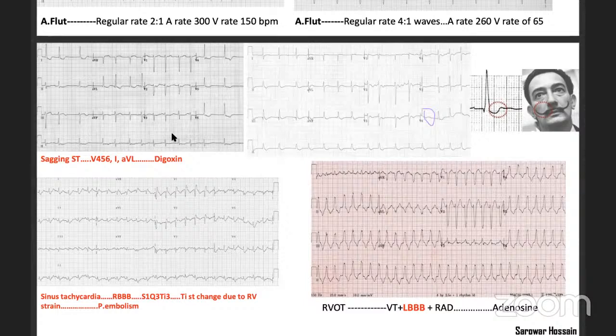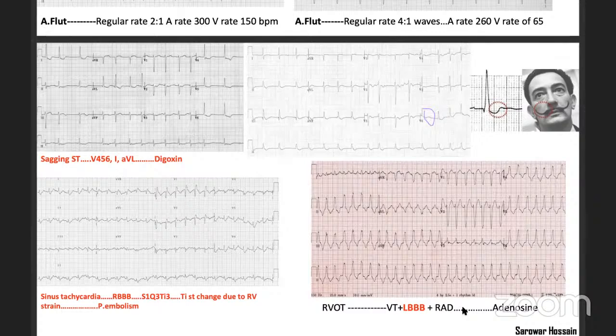Okay. The next one, they mentioned VT, broad complex, right ventricular outflow tract. It doesn't look like a classical VT. They are saying VT with bundle branch block. Then the QRS complex will be wide. It looks more like SVT with LBBB rather than VT, looking at these waveforms.